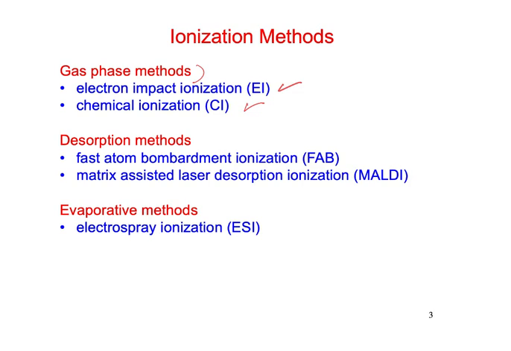Okay, so there's other methods where we don't actually have to volatilize the sample, and these are called either desorption methods or evaporative methods. So under desorption methods, we have fast atom bombardment, or FAB ionization, and also matrix-assisted laser desorption ionization, or MALDI. Okay. And then we'll talk about one evaporative method, and I think this is becoming kind of one of the go-to methods, is the electrospray ionization.